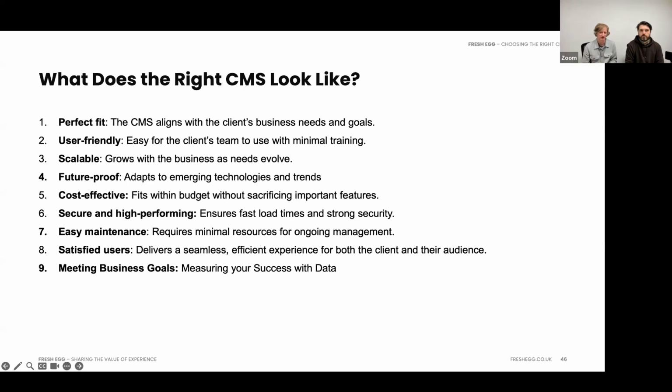Meeting business goals. How do you know your CMS has met business goals? What we look at a lot here at Fresh Egg is analytics. If you've got a certain business goal, are you getting more donations with your news site? Are you getting more views on a certain page when you need that information to be viewed?